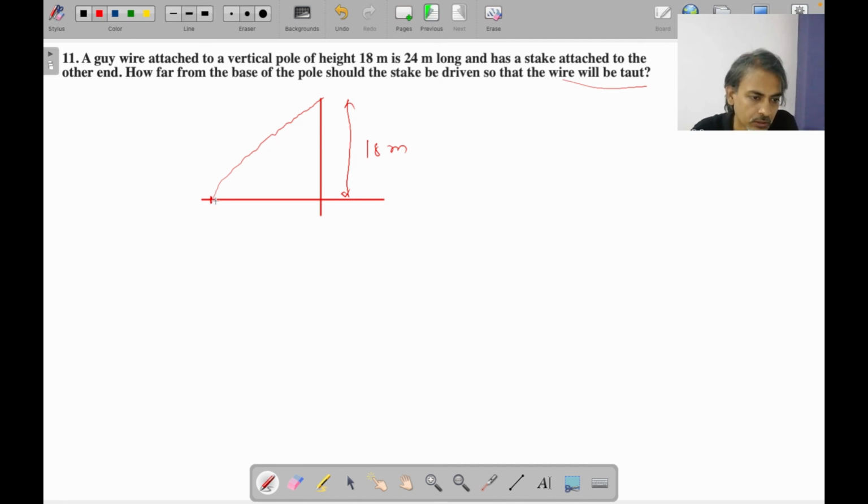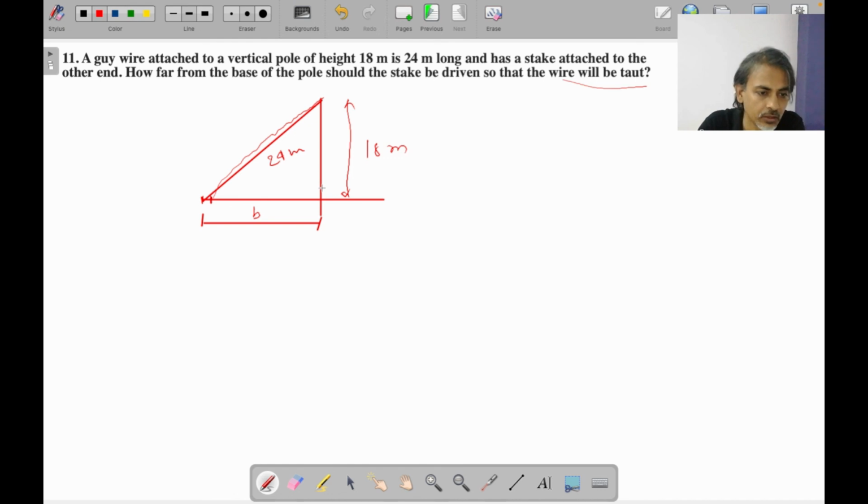And if your stake is not very far, or it is here, then your line will be like this. So maybe your stake is over here somewhere, and when the stake is here, you draw this wire, and this wire will be taut and attached like this. This is how the wire is attached. This distance is not given, so we'll assume it as B. This is given as 18 meter, and this wire length is given as 24 meter.